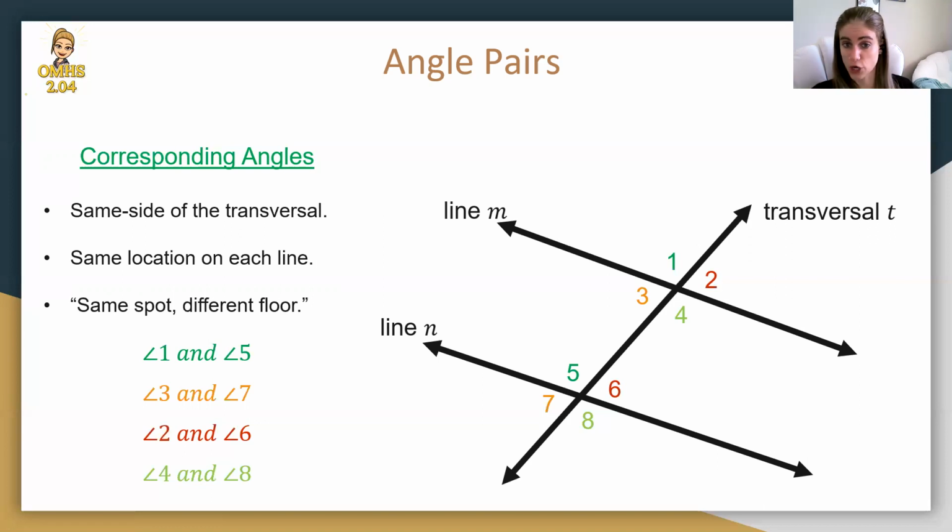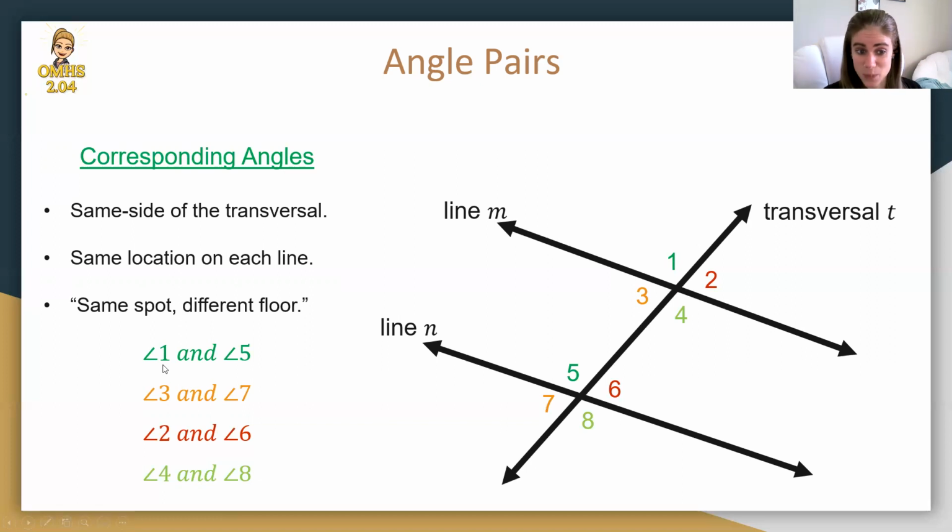What that means for our angles is they're on the same side of the transversal. So those other two we did were on opposite sides. Corresponding, they're on the same side of my transversal. And they're in the same location on each line. So that's kind of down here goes to my example, same spot, different floor. Got GameStop up here, Bath and Body Works, whatever I said. I already forget, oops, right down below.